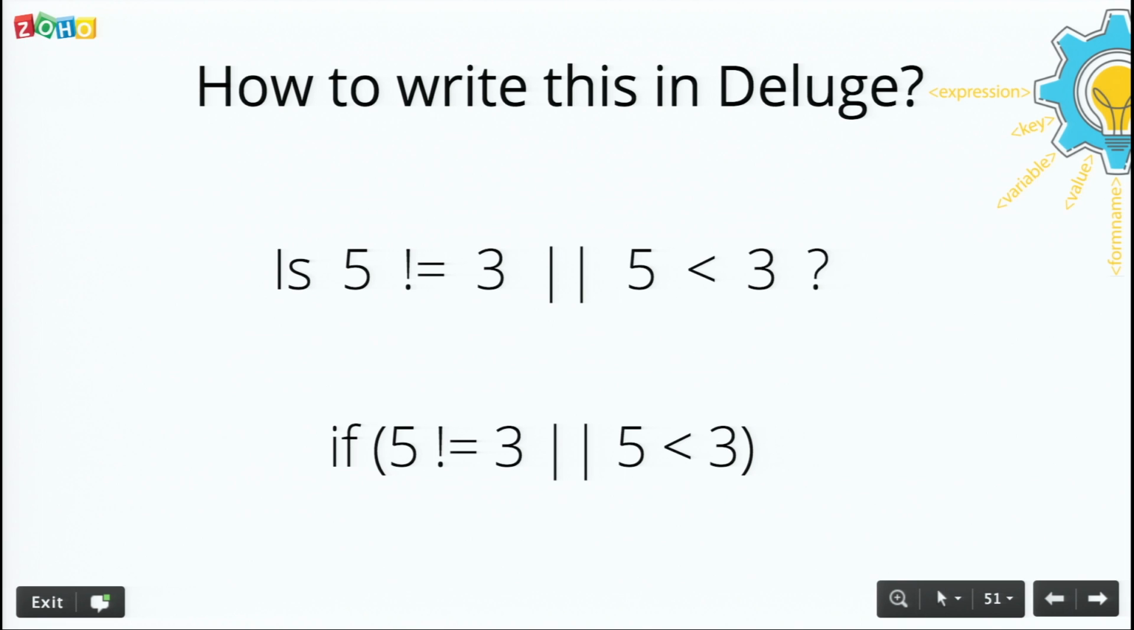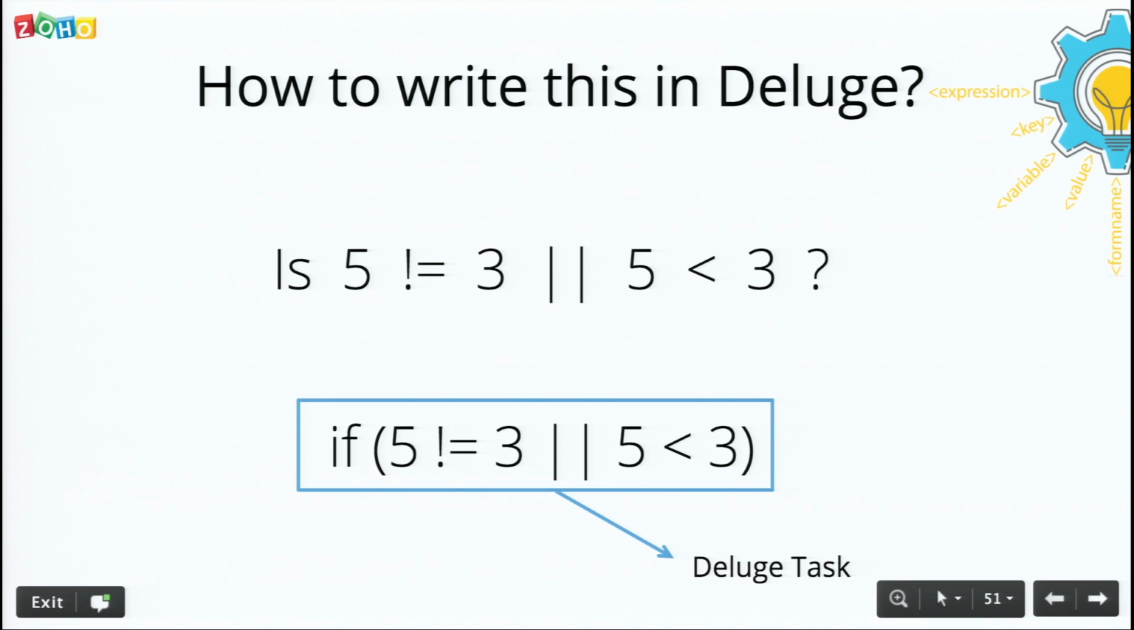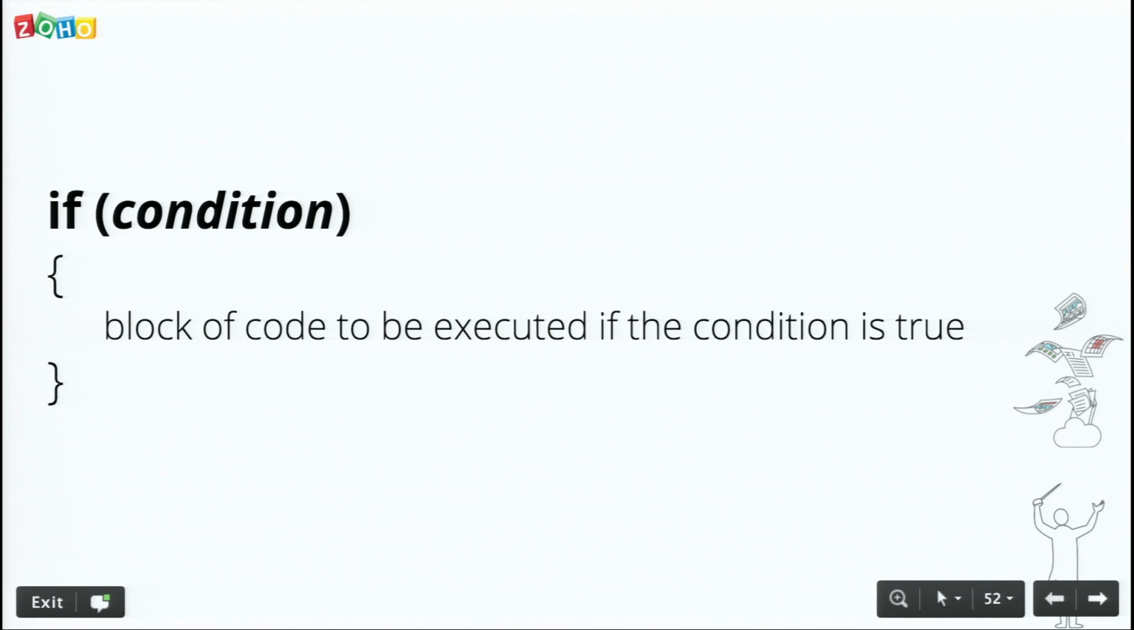So again, to recollect, all this set has been called a task. When you write Deluge code, we call it a Deluge task, or we call it a condition or operator in general terms. So this is the definition for an if condition. If you noticed, I've added a couple more lines in it. I've added curly braces after an if condition.